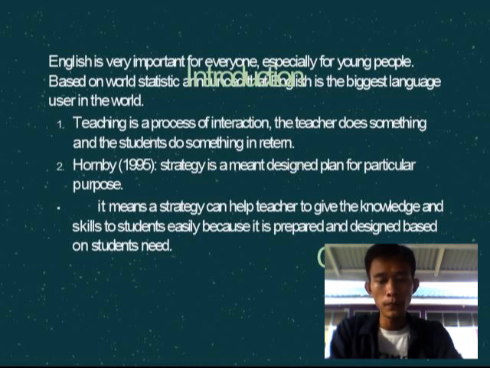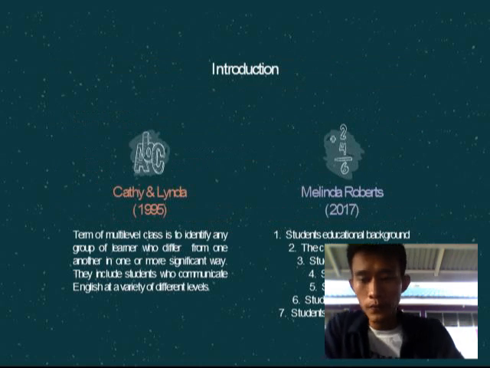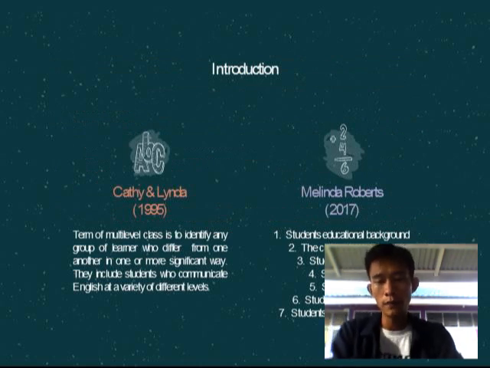So a strategy can help teacher to give the knowledge and skill easily because it is coherent with students' need and character. In the implementation of learning process, a teacher sometimes find the differences of students' characteristic in the classroom, or it is called multi-level class.